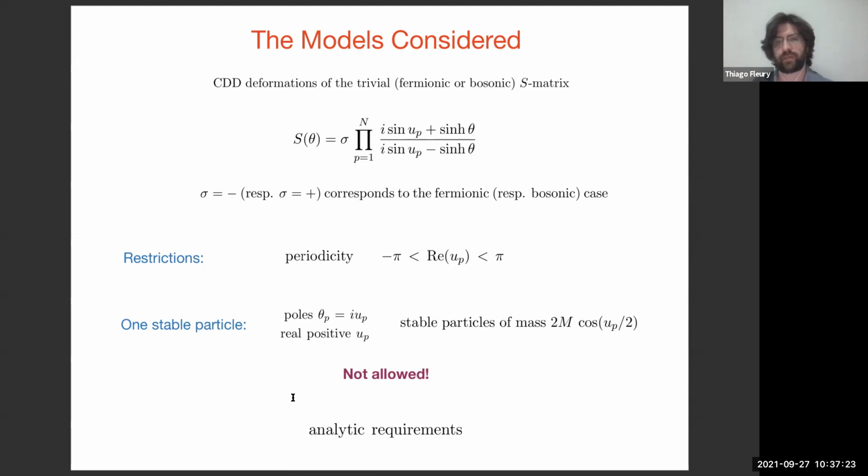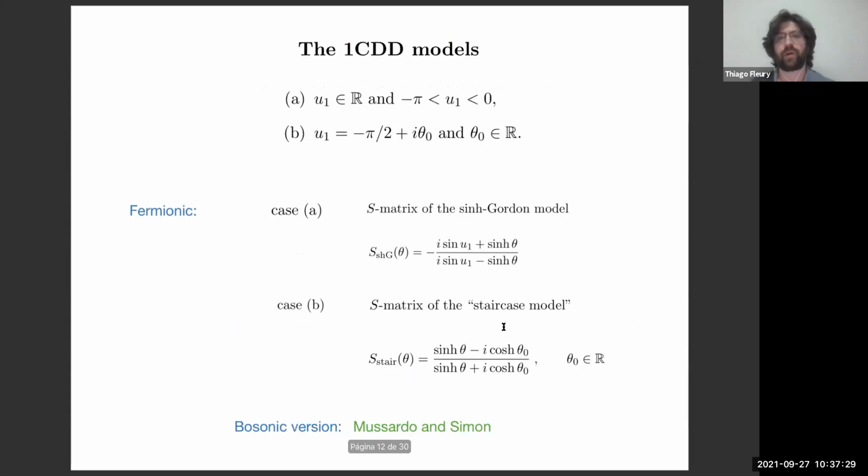We know also that it has to satisfy many analytic requirements, and then we get the following models that will be considered. So there are the one CDD models. Basically, there are case A and B, and there is the possibility of doing the fermionic and bosonic case. The case A and B are well-known cases. Case A is the S-matrix of the sine-Gordon model. Case B is the staircase model that I will say a bit more about in a few slides. This staircase model by Zamolodchikov.